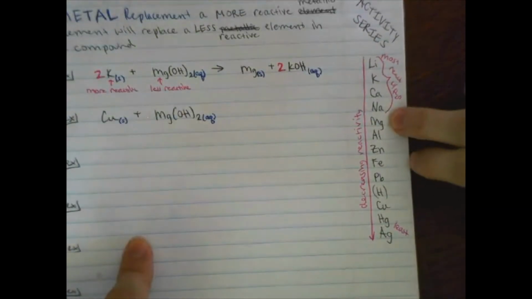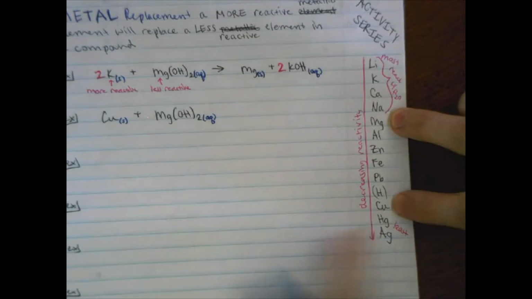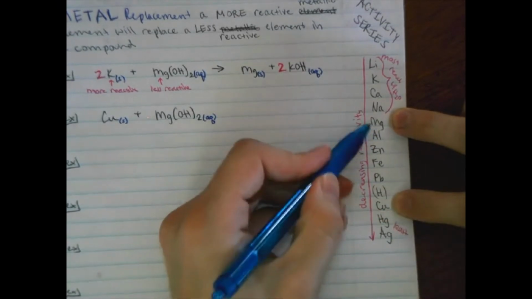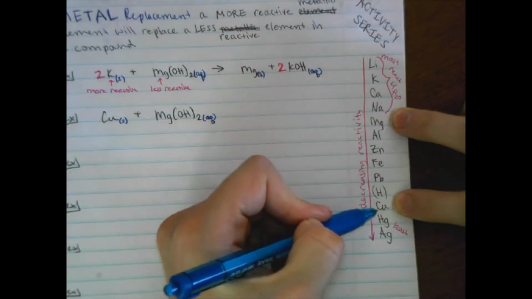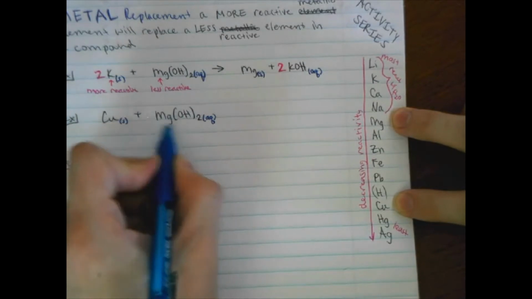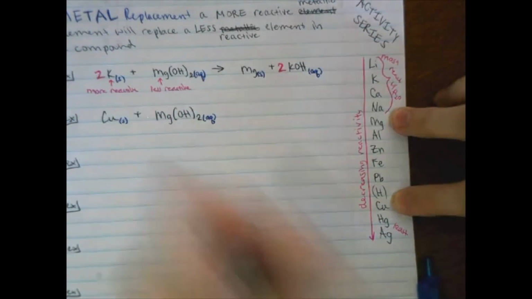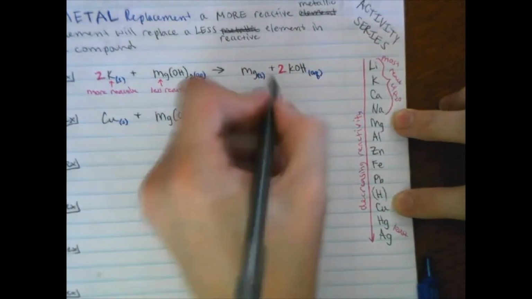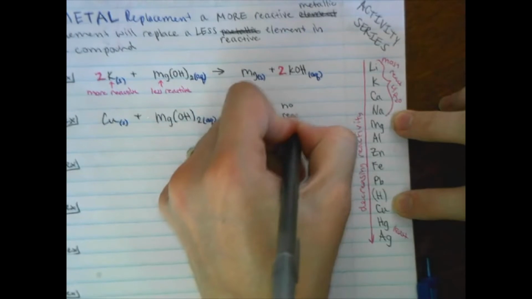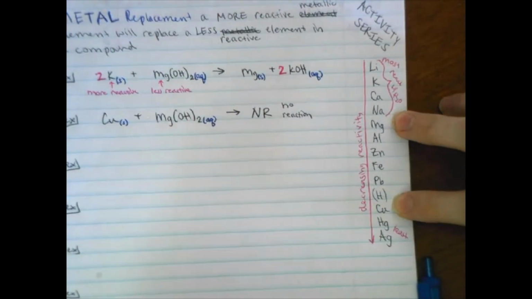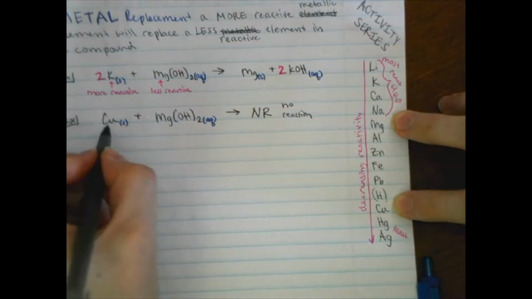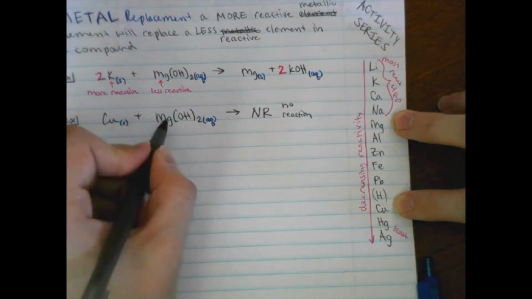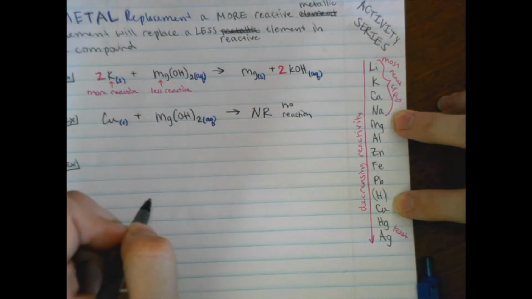So here's magnesium on my activity series, here's copper. Magnesium is more reactive than copper. Notice that magnesium is already in the compound. Okay, that means that this reaction is not going to happen. And what we do is we write NR for no reaction. Okay, copper basically doesn't have the gumption to kick magnesium out of this compound.